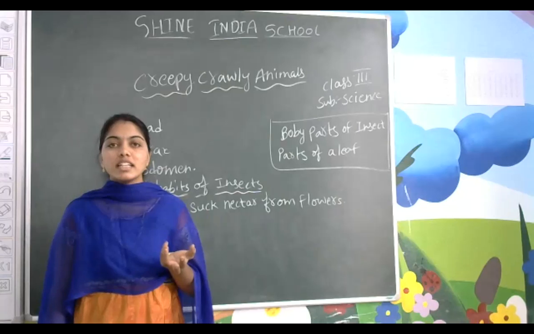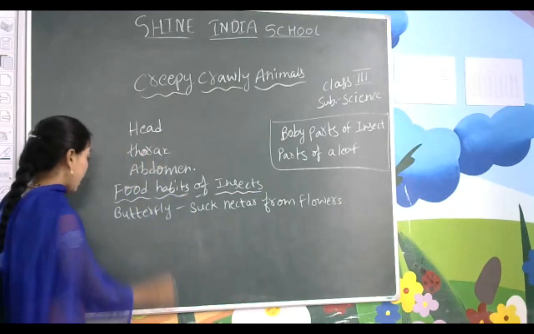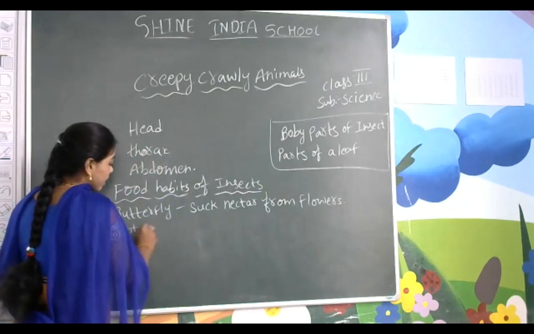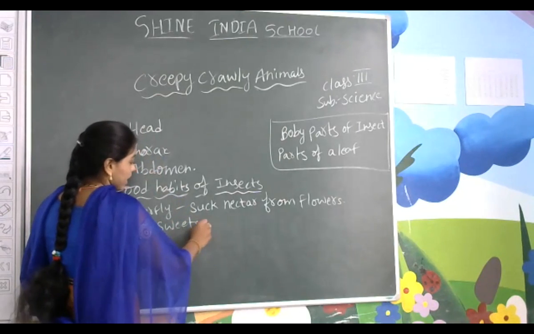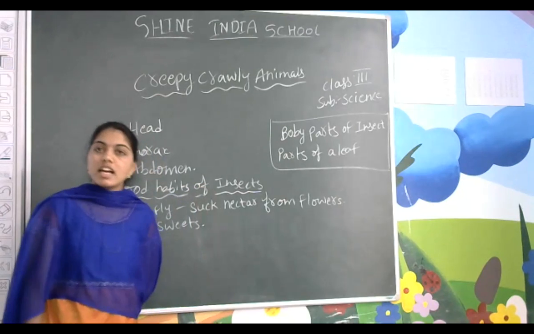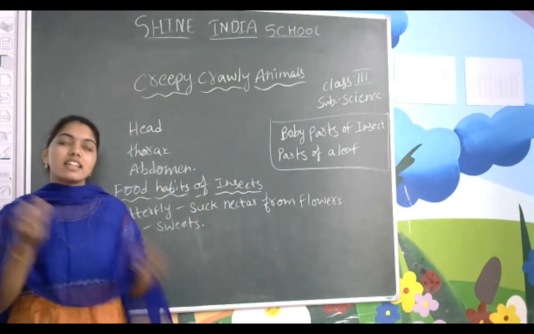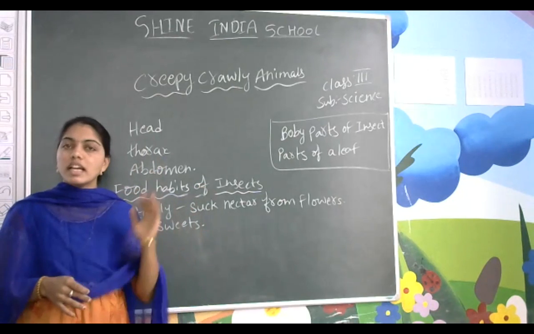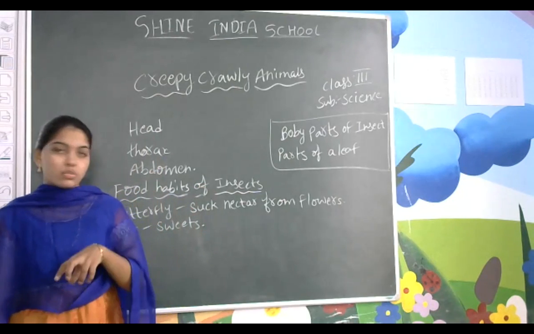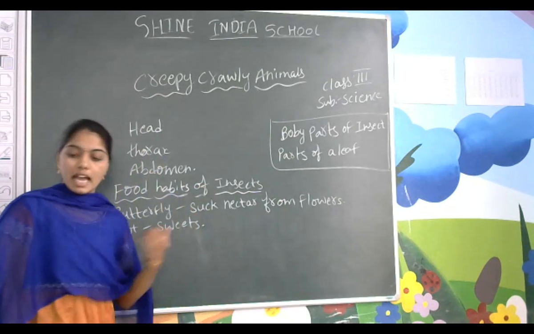And what about the remaining insects, like ant? What is the ant's food? Can you tell me? Yes, all types of sweets. It will eat all types of sweets like chocolate, biscuit, bread, sugar, anything which is very sweet in taste. It will be eaten by ant.